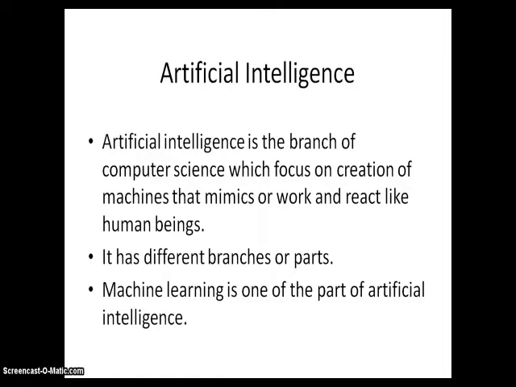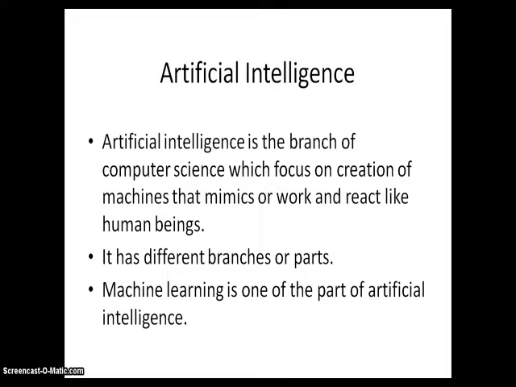So what is artificial intelligence? It is a branch of computer science which focuses on the creation of machines that mimic or work or react like a human being. It has different branches or parts, and machine learning is one of the parts of artificial intelligence. As we all know, machine learning is one of the current trends in the industry. So machine learning is a branch of artificial intelligence.